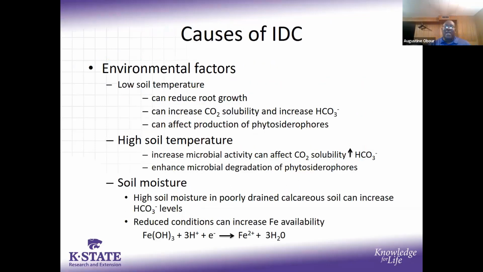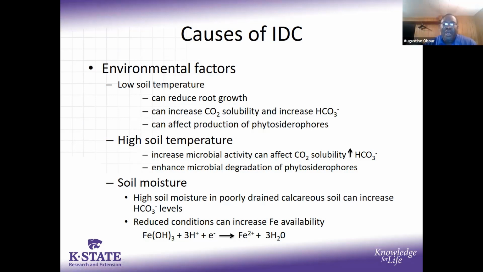Then there are environmental factors like soil temperature. If you have very low temperature, it can reduce plant growth. Root growth is impacted, and that can affect the ability of the plant to take up iron from the soil. So it can lead to iron deficiency. Then under low temperature conditions, you have an increase in CO2 solubility, and that can increase bicarbonate formation. If you have a lot of bicarbonates resulting from CO2 solubility, that can also affect iron availability for plant uptake.